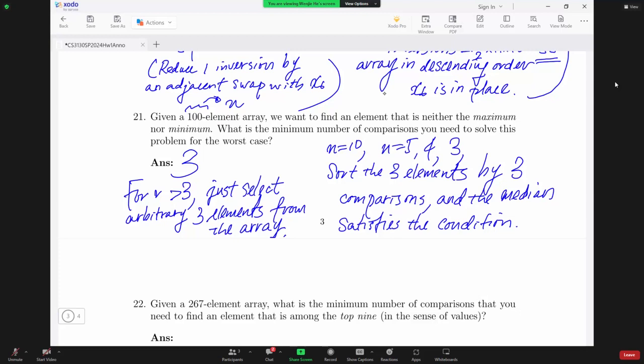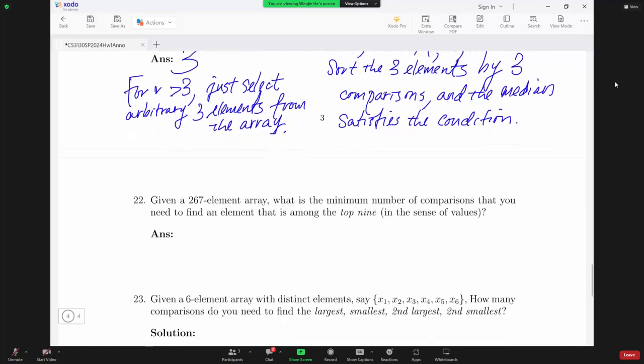Definitely here we have to assume distinct, right? Distinct elements. Otherwise, we get trouble. We need to assume distinct. All right. So that's number 21.